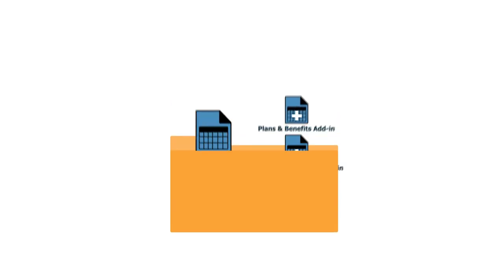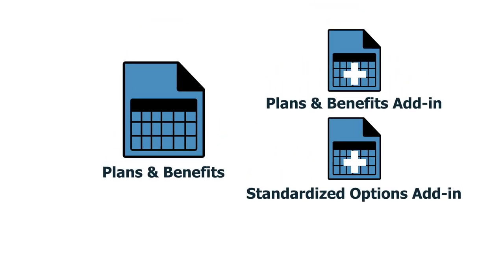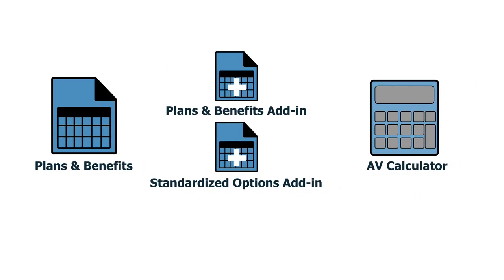The Plans and Benefits add-in file uses state-specific benchmark information to auto-populate the template based on information you've entered. The Standardized Options add-in file helps users populate the cost-sharing information for plans that are standardized options. Opening these files along with the Plans and Benefits template adds additional tabs to the ribbon across the top of the template. Additionally, you'll need to download and save the Actuarial Value Calculator to your computer.